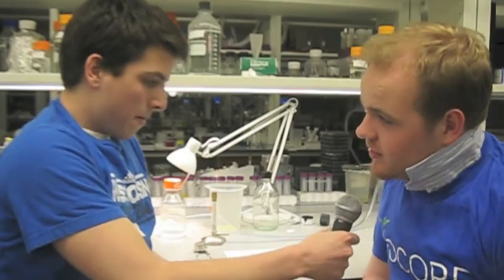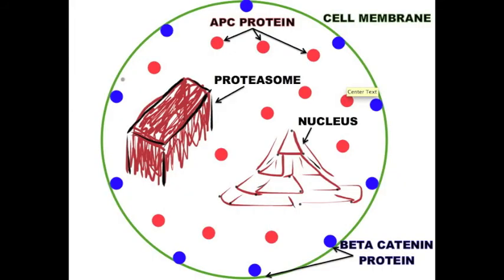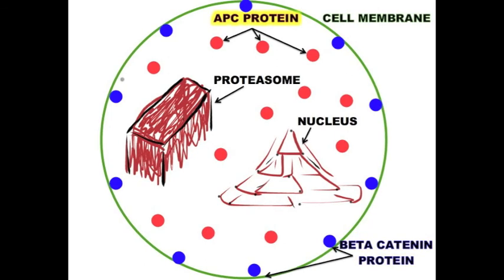This is what the cell looks like that we're going into, just so you know. The large green circle represents the cell membrane, the red box represents the proteasome, the red tower represents the nucleus, the blue circles represent beta-catenin proteins, and the red circles represent APC proteins.